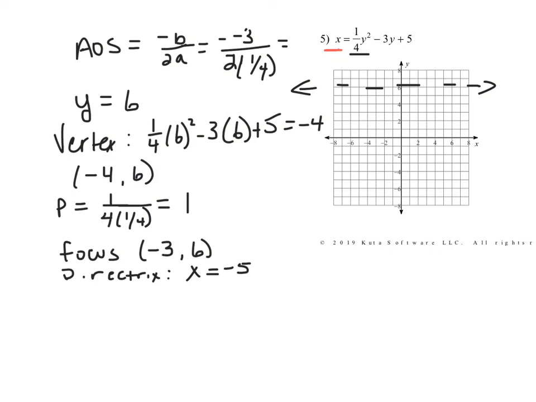So let's go ahead and graph that one. I'm going to do blue this time. So negative 4, 6. 1, 2, 3, 4. It's going to be about right here. That's where the vertex is.